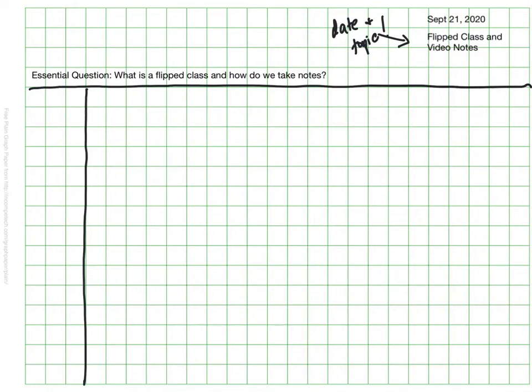From here, we're going to use the space below to record the lesson. If I write something down, so do you. The first thing we're going to write down is, what is a flipped class? So go ahead and write that there, and then I'll give you some information.